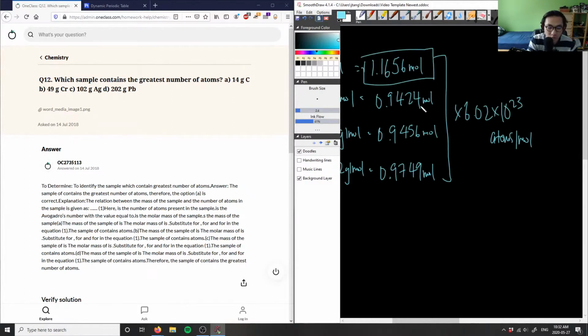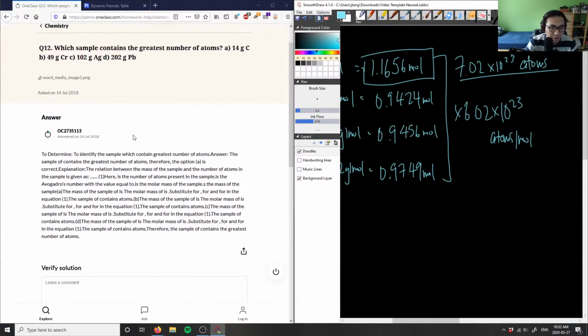And if I do that operation for you, I have 1.1656 times 6.02 times 10 to the power of 23. I'm going to get carbon has 7.02 times 10 to the 23 atoms, and you're going to figure out that this is the greatest amount of atoms for these samples, even if you multiply the others. So carbon will have the greatest amount of atoms here.